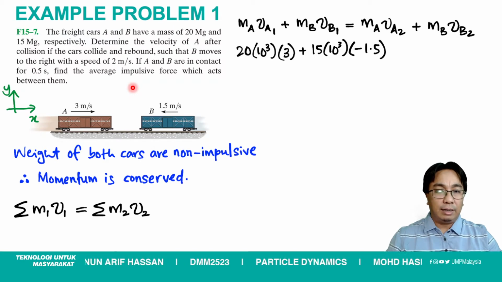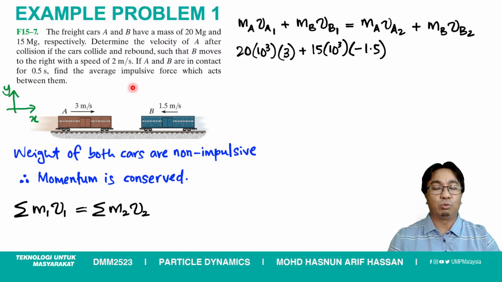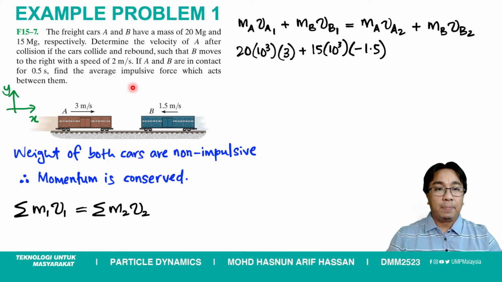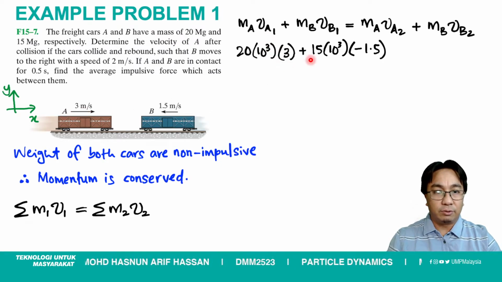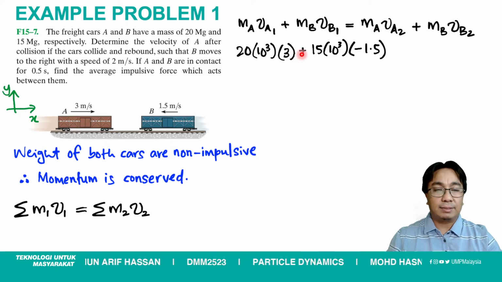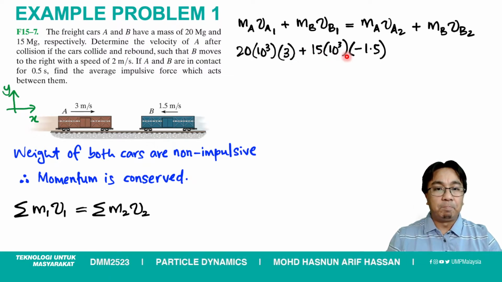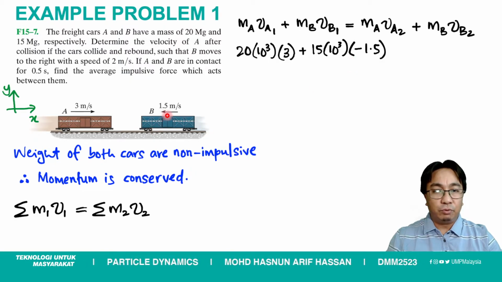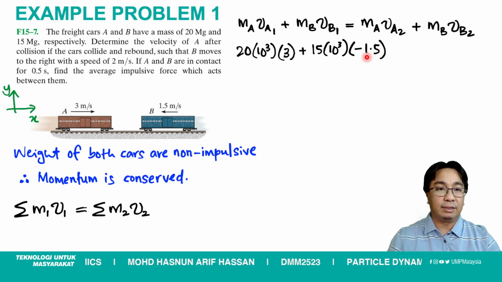So on the left hand side, we have 20 megagrams, which is 20 times 10 to the power of 3 kilograms, multiplied with the velocity of A, that is 3 meters per second to the right. So it's going to be positive 3 plus 15 megagrams, 15 times 10 to the power of 3, and it is moving 1.5 meters per second to the left. So it becomes negative here.